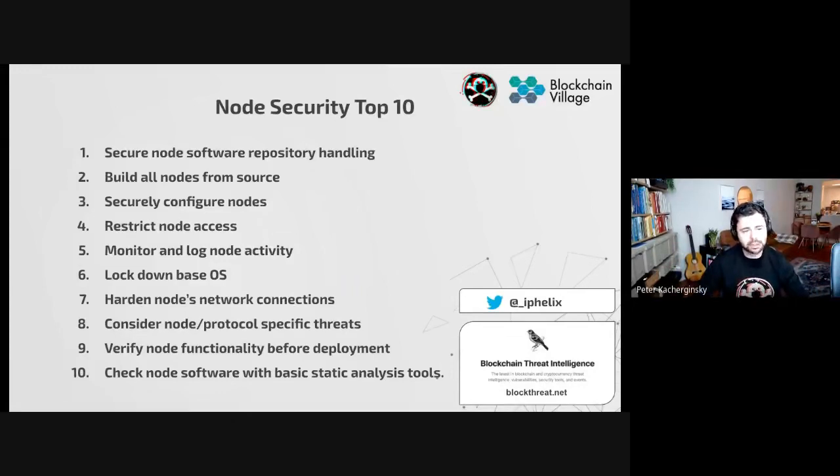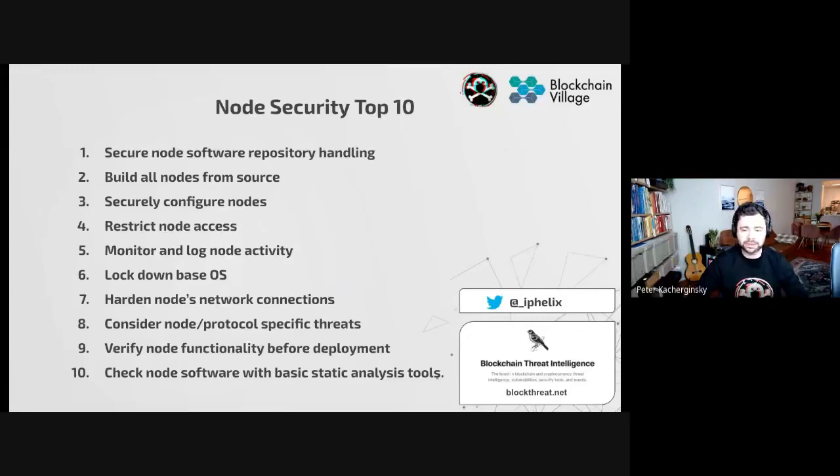Securely configure nodes. Make sure that you diversify what connections your nodes have, and that they can't be as easily eclipsed, and people can't access and reconfigure them. Restrict node access. Monitor and log node activity. You can get very creative with those, in terms of what you can do to judge the node's health. Lock down your base OS. Make sure that you're not building your castle on quicksand. Harden node connections. Definitely consider node and protocol specific threats. All nodes are unique in a variety of different ways, so you need to consider those as well.